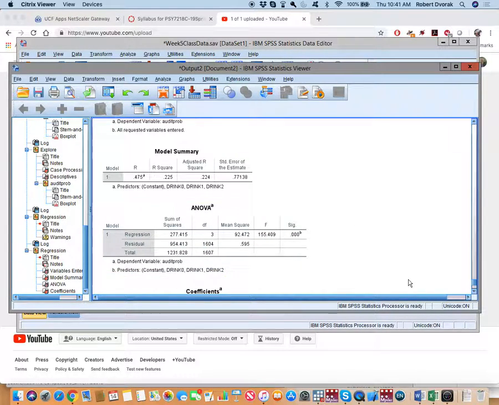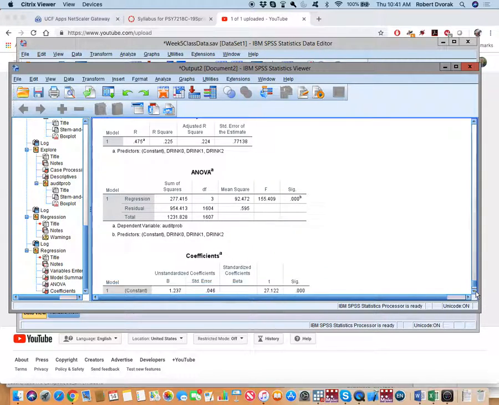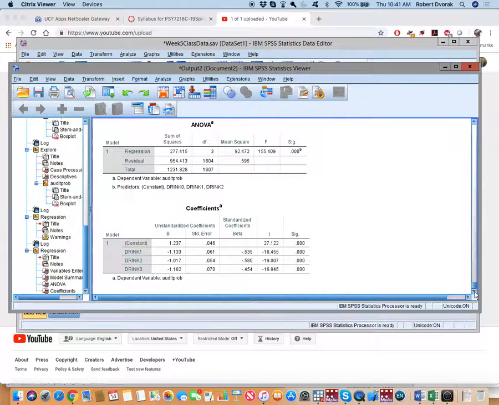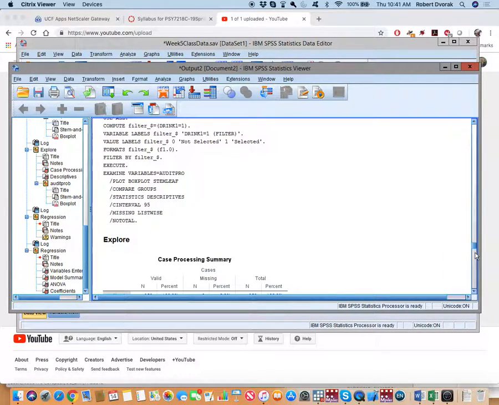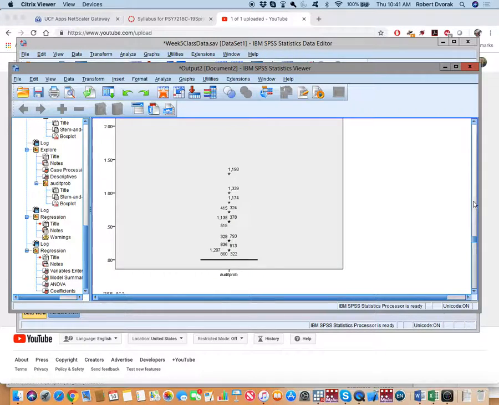Our F did not change, despite the fact that mine's different from yours. This is the exact same model, right? There's nothing different about it. This 1.237 is just the slope from last time plus the 0.055 for the intercept, right? Drink 0 minus 1.182. If we jump up to the last one that we had, which is way up here, isn't it?